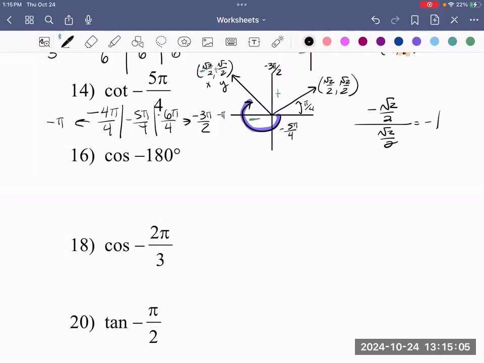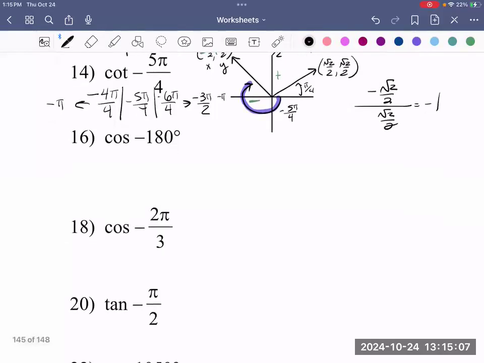Now let's evaluate cosine of negative 180. Well, negative 180 is just another way to say negative pi. So we have that negative, meaning that we are going in that clockwise rotation. So we now are at negative pi. This is the negative pi. And we have the coordinate of negative 1, 0. We're asked for your cosine value, meaning we want your x value.